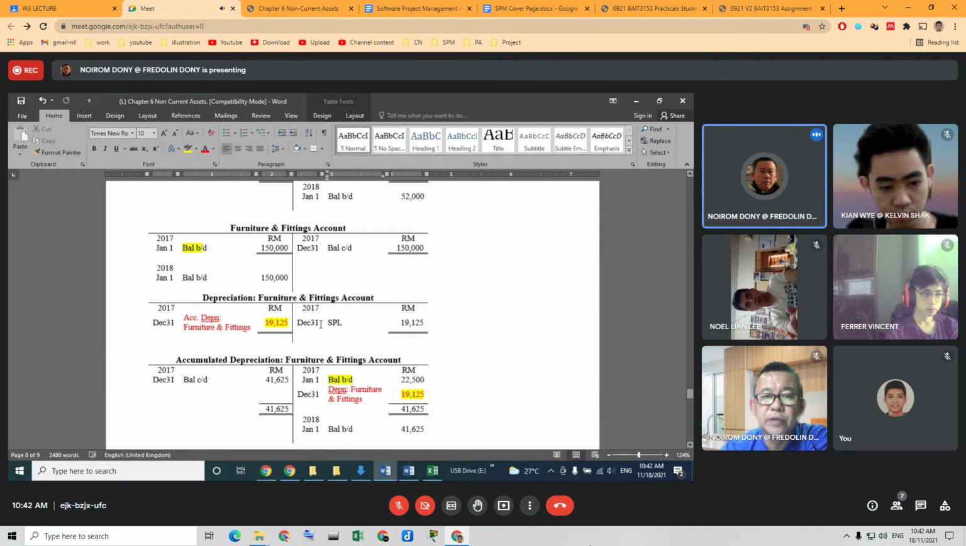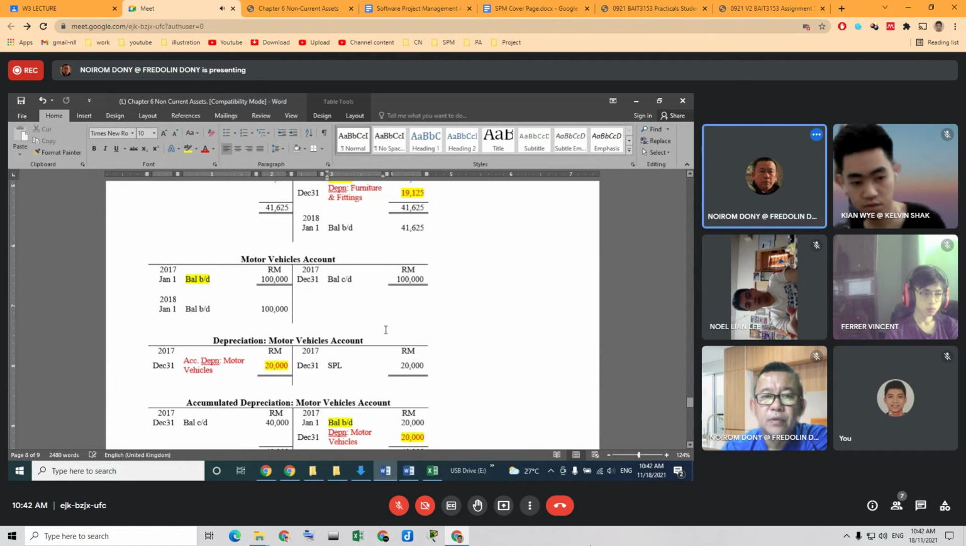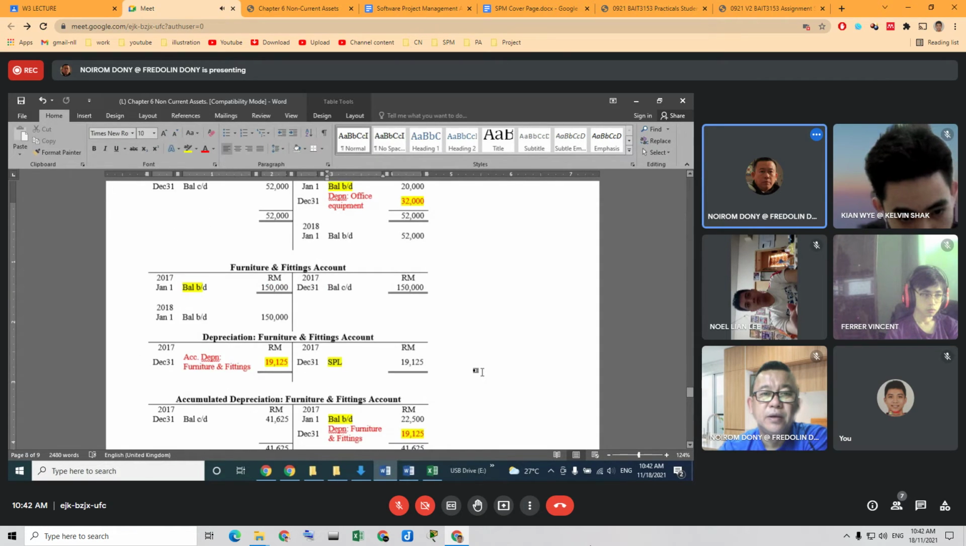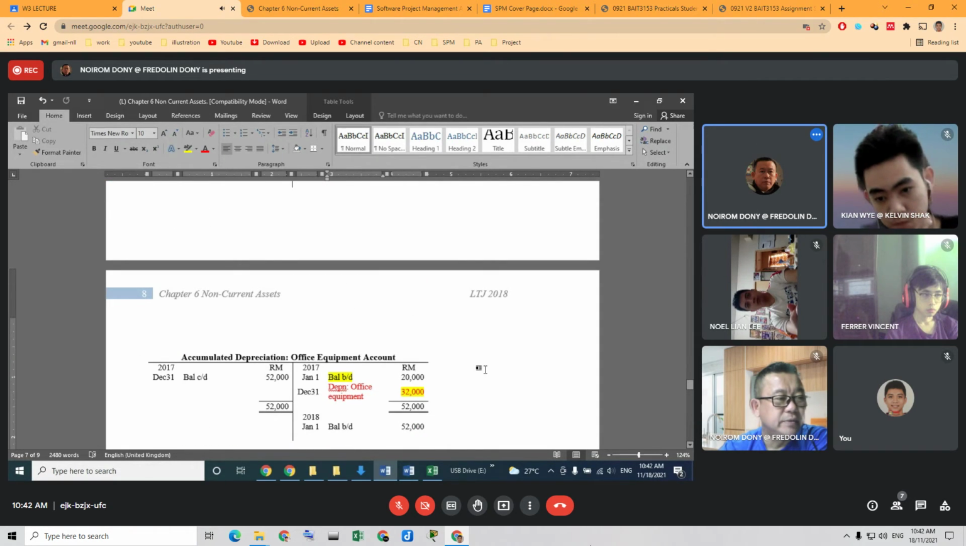Depreciation of furniture and fitting, we close off. And depreciation of motor vehicle, we close off. That is closing off, only expenses. As for asset and liability, the motor vehicle accumulated depreciation is a liability, so we have to balance it off. Now, can you understand that?